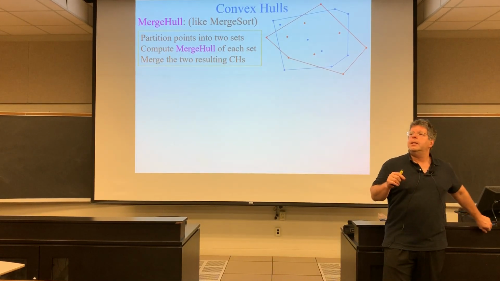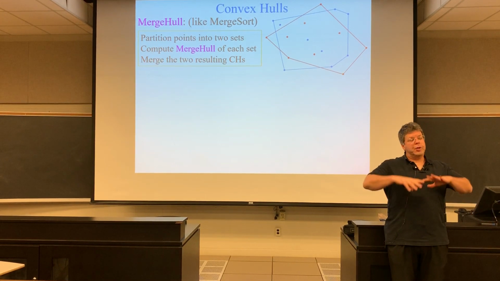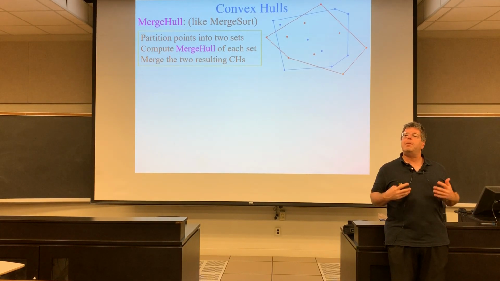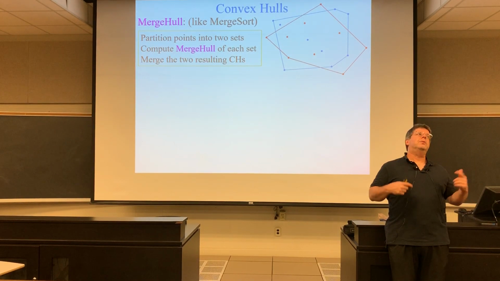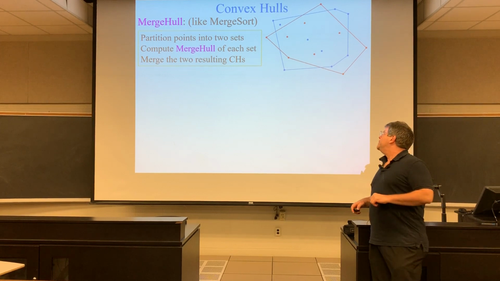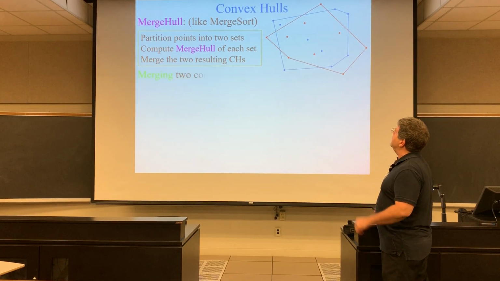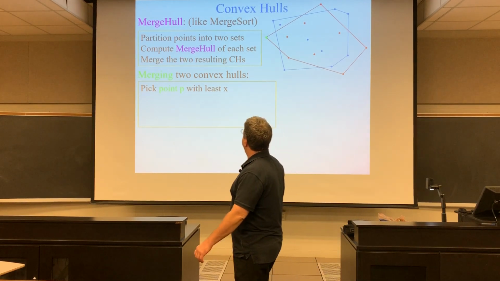And by fast, what do we mean here? How fast do you need to merge the two together for the whole thing to still work in n log n time? How much time do you have for the merge step? Better do it in linear time. You can't take too long for that. You can't take n log n for that. Otherwise, the whole thing will work in n log n times log n time, not n log n. So you can't take your time about the merge. It's got to happen quickly in linear time. So how do you merge two convex hulls very quickly?